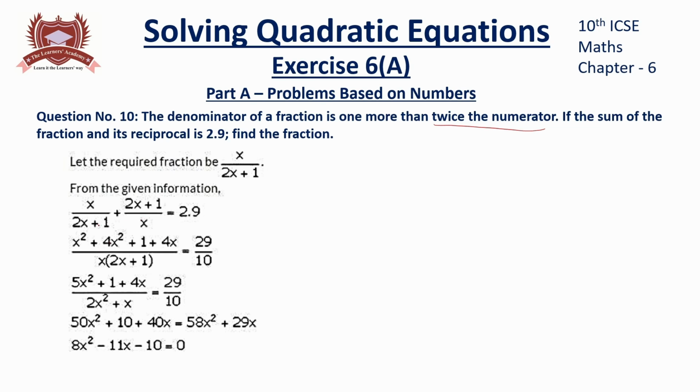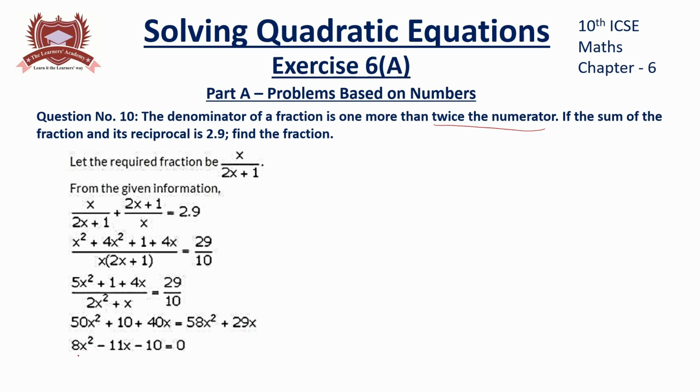और इनको ऐड कैसे करेंगे? So obviously this thing gets multiplied by x and this thing gets multiplied by 2x plus 1. So totally we end up with x square. इसको इससे मल्टीप्लाई किया तो x स्क्वायर आ जाएगा और इसको इससे मल्टीप्लाई करेंगे तो 4x स्क्वायर प्लस 1 प्लस 4x आ जाएगा. And the denominator is x multiplied by 2x plus 1. It's 29 upon 10. So we cross multiply and we end up with 50x square. So this gets multiplied by 10. So it's 50x square plus 10 plus 40x is equal to, this gets multiplied by 2x square, multiplied by 29 would be 58x square, and this is 29x.